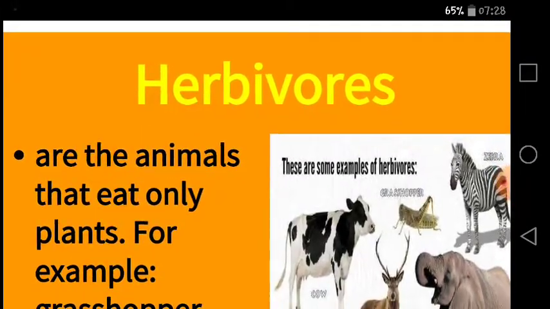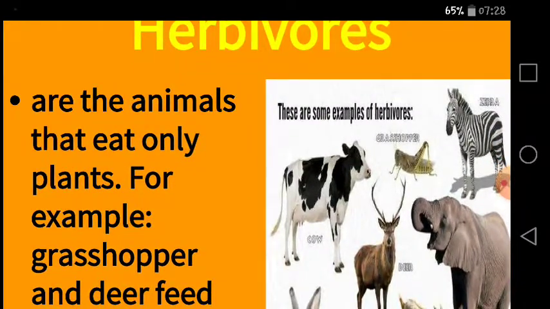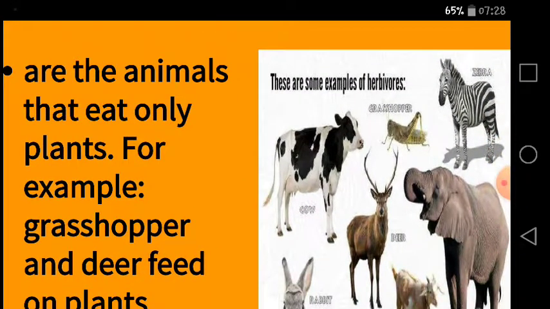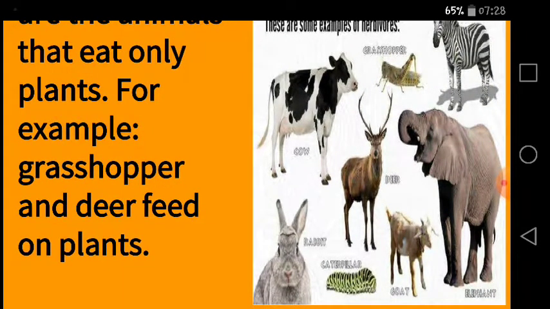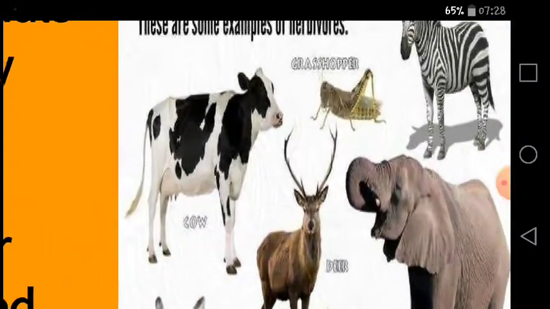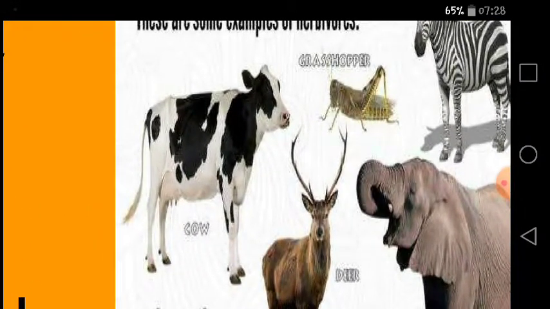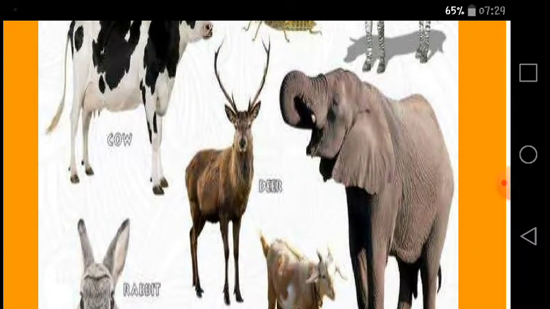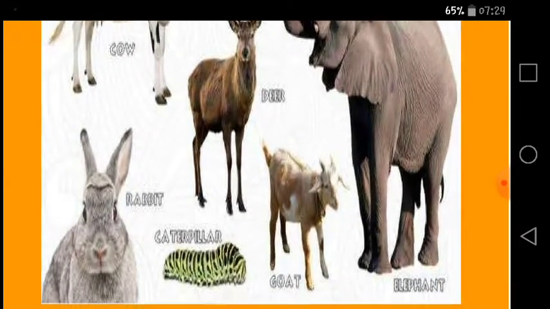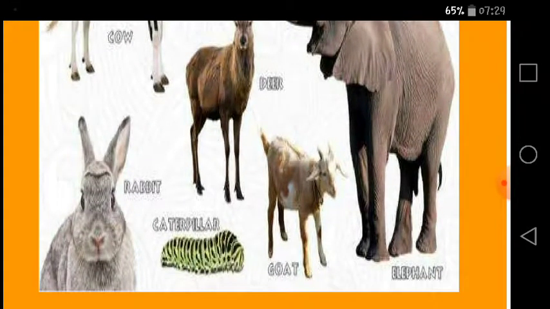Now we are focusing on the herbivores. Herbivores are the animals that eat only plants. For example, the grasshopper and the deer feed on plants. You can see different examples of herbivores. Grasshoppers cut the grass and eat it, while the cows also eat the grass. Deer also eat the grass, while the elephants eat the leaves. Caterpillars also eat the leaves.